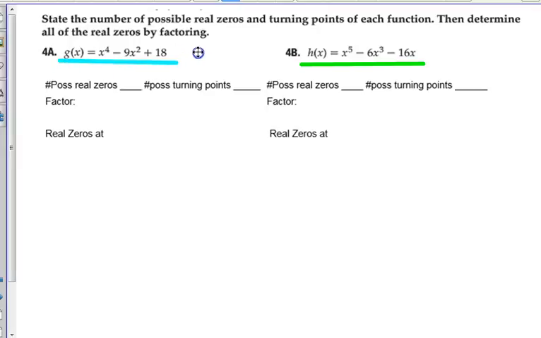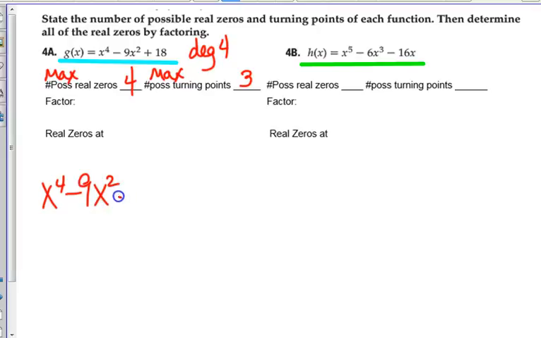What degree of this one, guys? Number 4A. You have this in your notes, I think. Degree 4. So the maximum number of possible real zeros is 4. The maximum number of turning points is 3. This is a strange question because it only has 3 terms: a quartic term or a 4th power, a 2nd power, a quadratic term, and a constant.